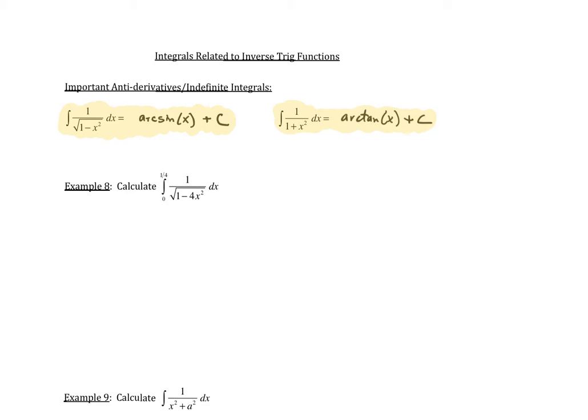For example 8, we have a definite integral. We can tell it's definite because we have these limits of integration. The first thing I'm going to do is rewrite it slightly. This is the same as the integral from 0 to 1/4 of 1 over the square root of, and I'm going to take this 4 and absorb it under the square. The square root of 4 is 2, so I slide that 4 under the square and get 1 minus the quantity 2x squared, dx.